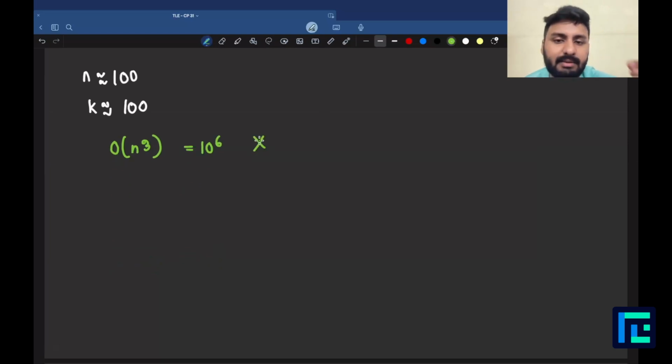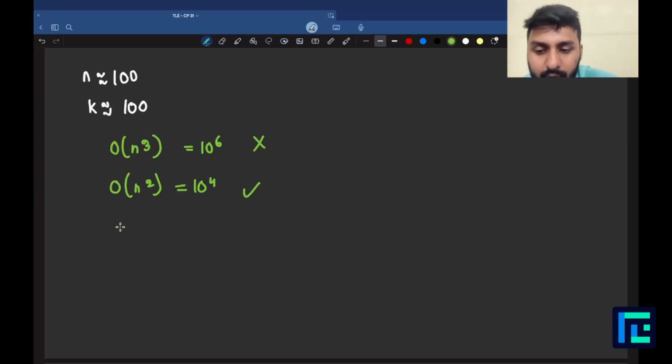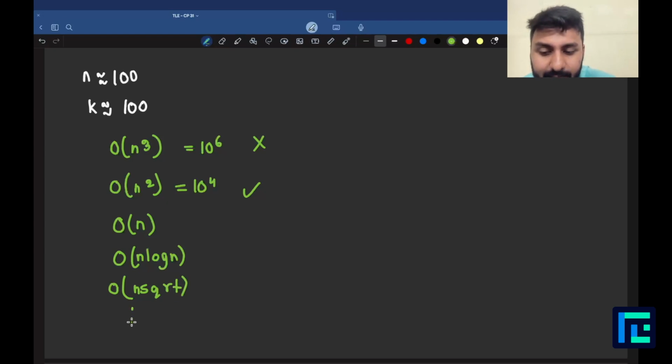If this is not feasible, let's lower our boundary. Maybe we can go N square. Yes, N square is feasible since this is 10 power 4, which is less than 10 power 5. What about O of N and anything below this? Let's say O of N log N. Of course feasible. What about O of N square root N? Of course feasible, and so on. Anything below this up till constant time seems feasible.